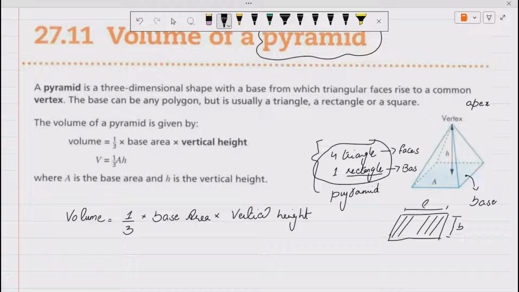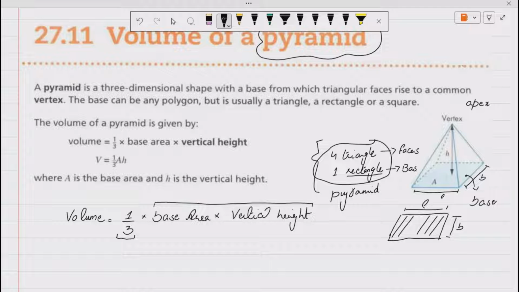This is the height, and for the area, you can see that this is the length and this is the breadth. When you multiply these two, you get the area of the base, and when you multiply this base with the height, you get base area multiplied by height. And for the volume, you have to multiply this with the constant factor 1 upon 3, right?